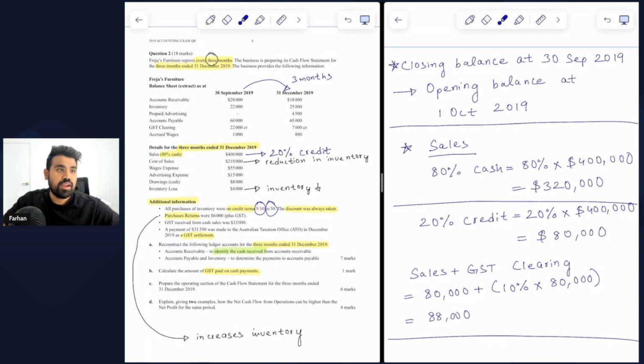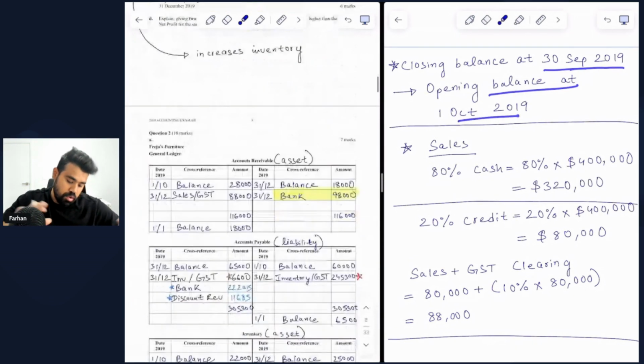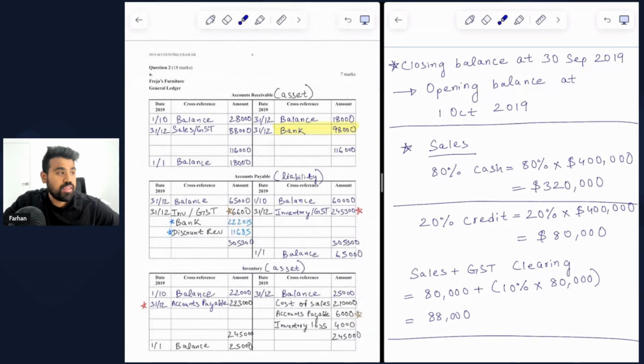So on the right hand side, you can get to see all the workings that I've done. First of all, let's understand something. The closing balance at 30 September 2019 will become the opening balance at 1st of October 2019. All right. So having said that, we start reconstructing the accounts receivable ledger account first.